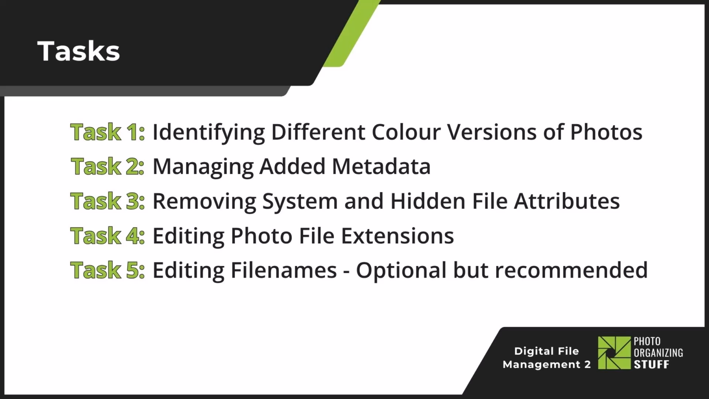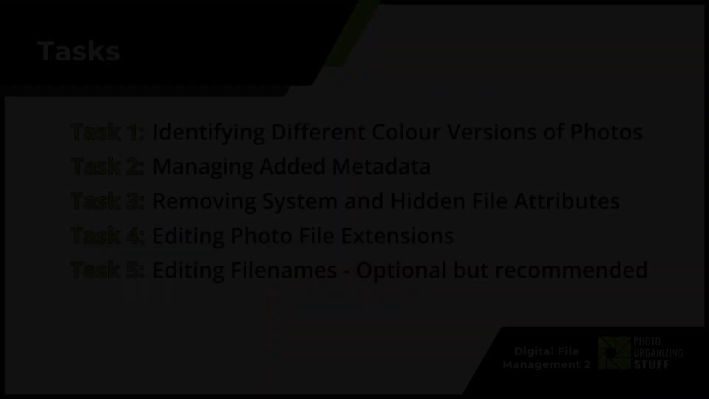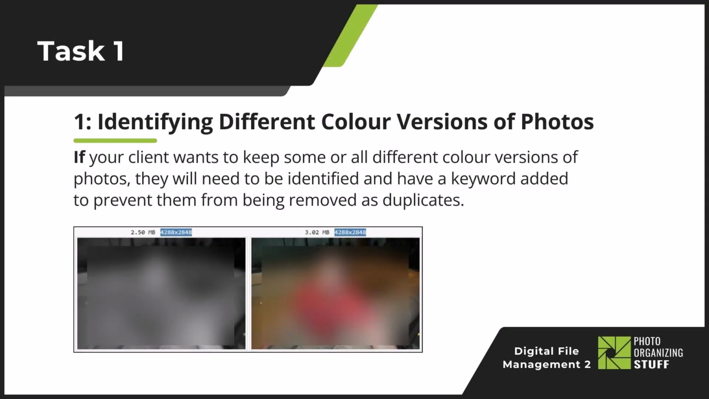The tasks will help you remove duplicate photos and videos more accurately, thoroughly, and efficiently. When I began working on Task 3, I realized I needed to include Directory Opus in the workflow. I'd been trying to stick to using only Duplicate Cleaner Pro 5 and File Explorer, but Directory Opus could not be avoided. Task 1 is for identifying different color versions of photos, like black and white or sepia.